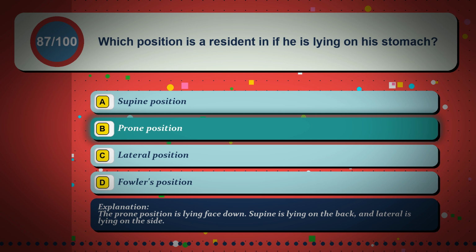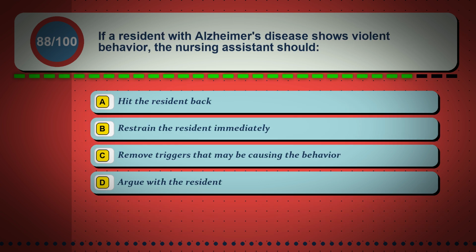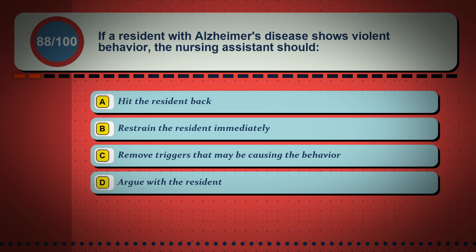Question 88. If a resident with Alzheimer's disease shows violent behavior, the nursing assistant should: Option A. Hit the resident back. Option B. Restrain the resident immediately. Option C. Remove triggers that may be causing the behavior. Option D. Argue with the resident.